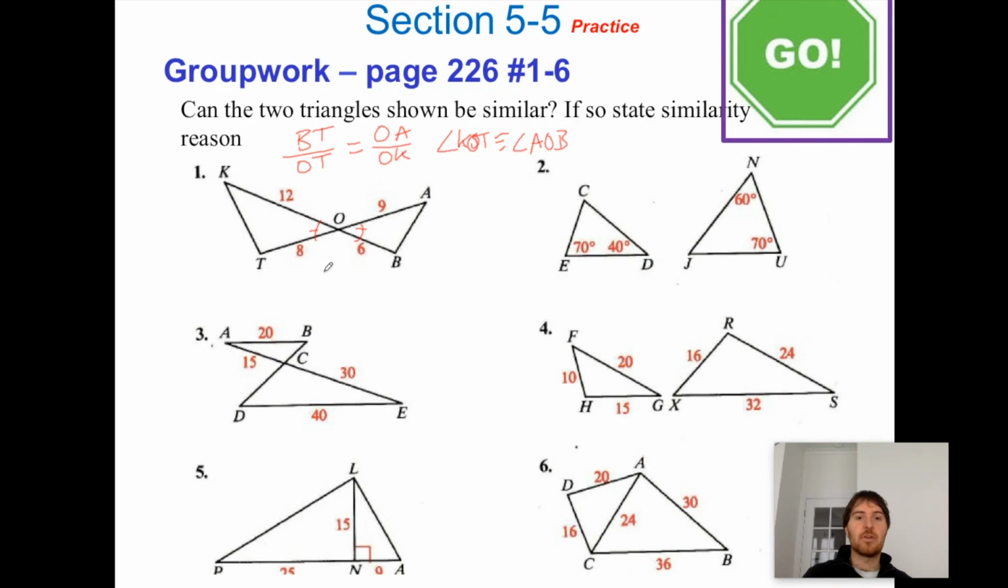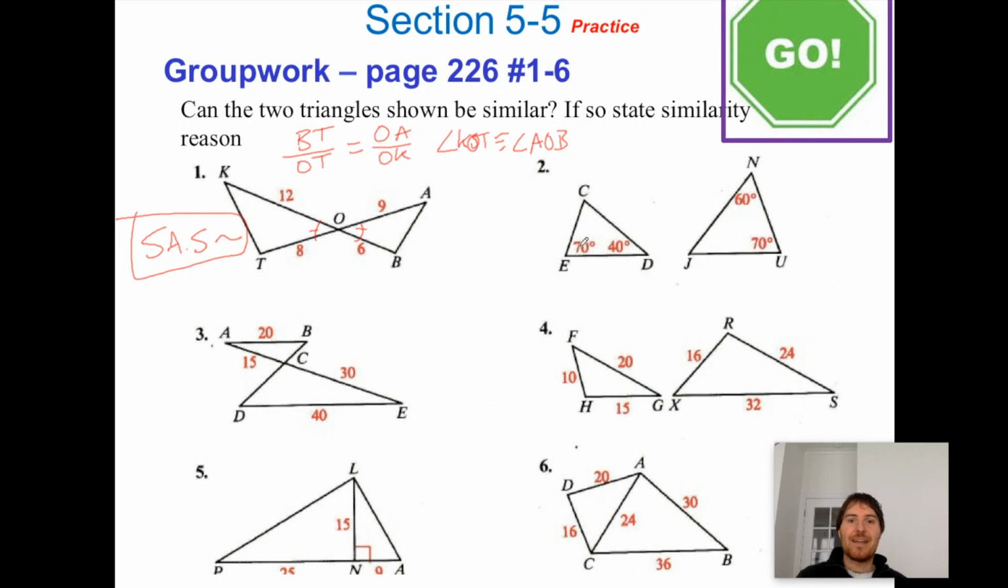Okay, so state the similarity reason. This would be SAS similarity. I would include that word similarity, because we also have an SAS congruency postulate. So this is the SAS similarity theorem. Just don't say SAS alone. Say SAS similarity. I might write that back to you if you do that here.